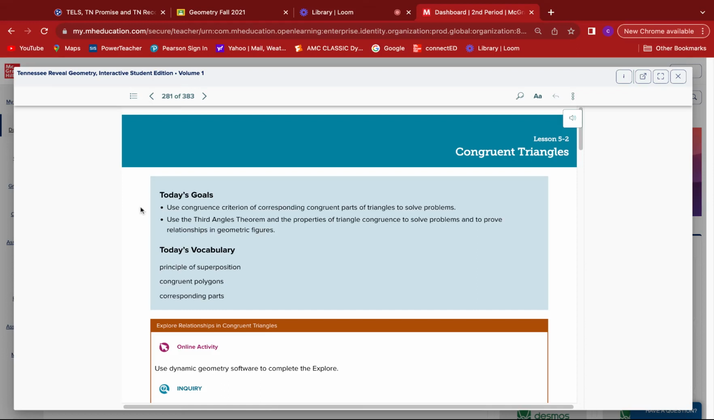Hey, everybody. We are in lesson 5-2, congruent triangles, of the Tennessee Revealed Geometry. Let me just start out by saying the order of the letters matters. The order of the letters matters.